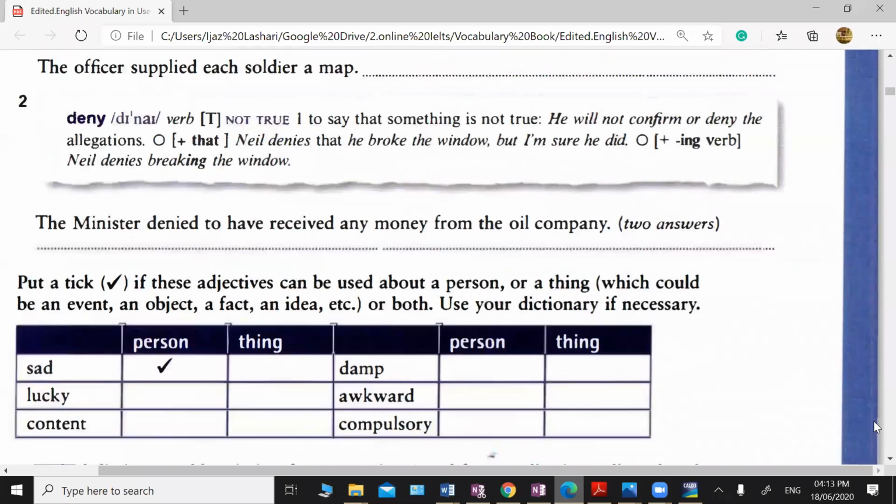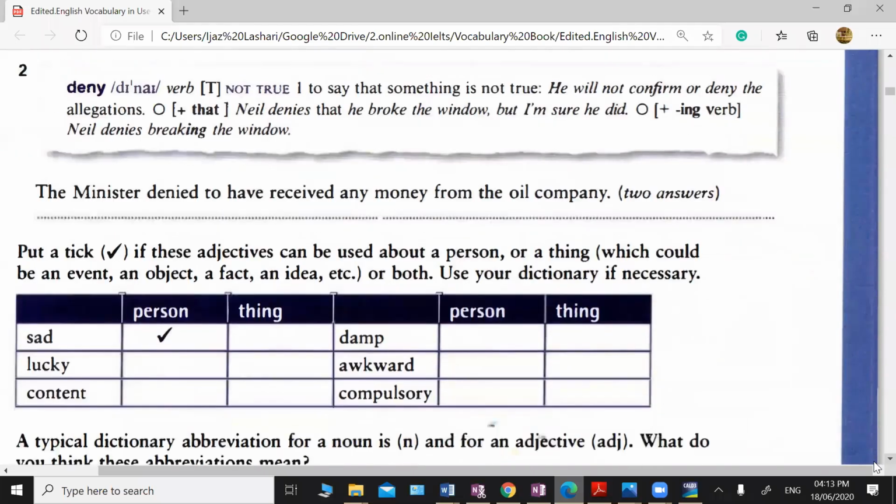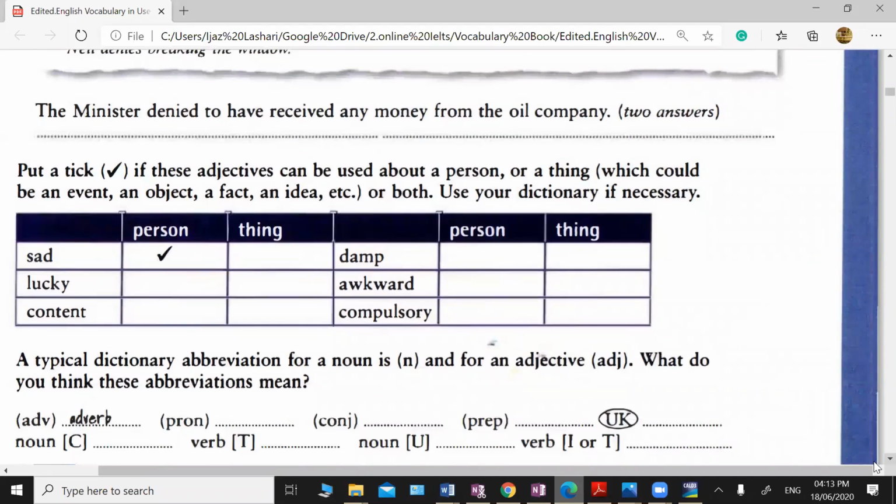Okay, sad. When you say sad thing, yes, we can say sad thing. Lucky person, yes. Lucky thing, it's a lucky draw. So draw is basically something. Yes, we can. Content.